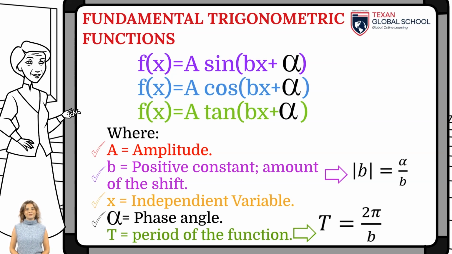The period of the function is the minimum length of the interval in which the pattern of the function is repeated, and it is obtained as 2 pi over b. Any part of the graph that shows that pattern is called a cycle.